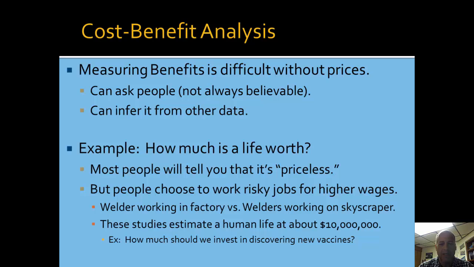And what you can do then is infer how much extra compensation, how much higher wages do I need in order to take on an increased probability of accident or an increased probability of death. And when economists do these sorts of studies, they estimate that people value their own lives, or seem to make decisions that value their own lives, at about $10 million.